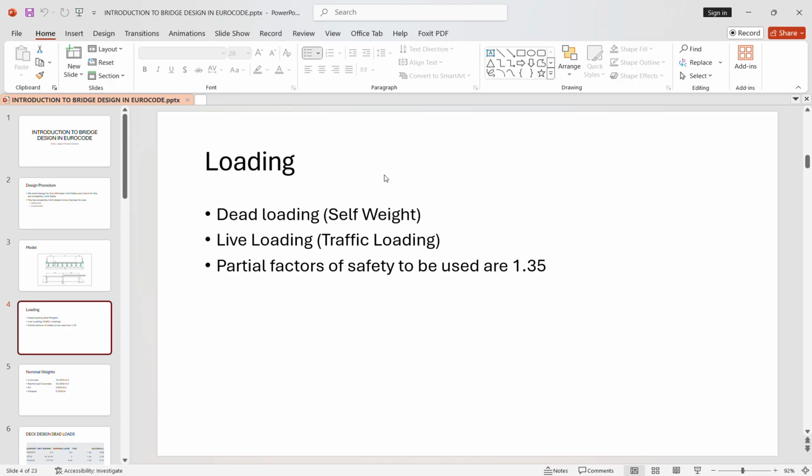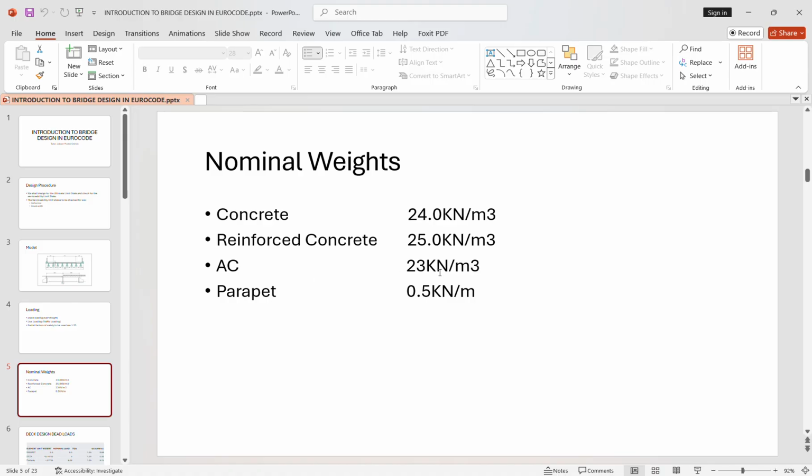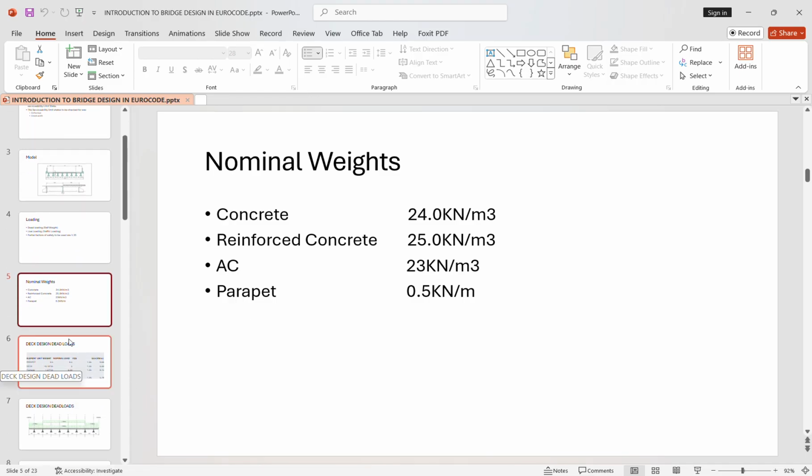So loading, as you know, in any structure, we have the dead loads, those are the self weights, and the live loading, that is the traffic loading. And the partial factors of safety for Eurocode, we use 1.35. So these are just the normal nominal weights that as an engineer you should be aware of. So this is concrete, which is 24 kilonewtons per meter cubed, reinforced concrete, 25 kilonewtons per meter cubed, and AC, 23 kilonewtons per meter cubed.